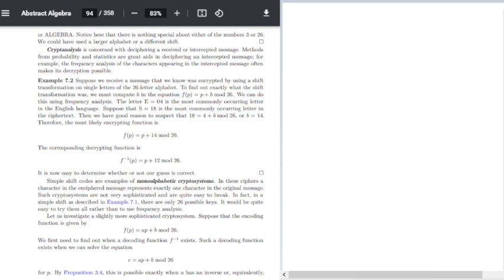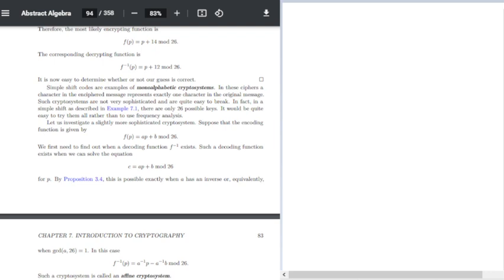Simple shift codes are examples of monoalphabetic cryptosystems. In these ciphers, a character in the enciphered message represents exactly one character in the original message. Such cryptosystems are not very sophisticated and are quite easy to break. In fact, in a simple shift as described in example 7.1, there are only 26 possible keys. It would be quite easy to try them all rather than to use frequency analysis.